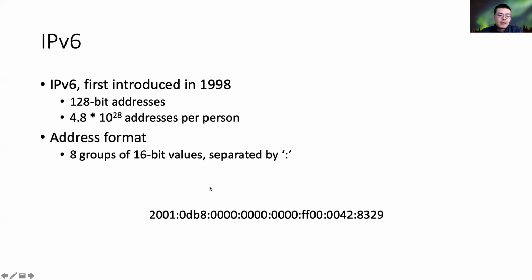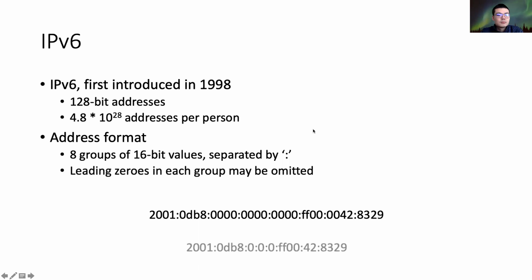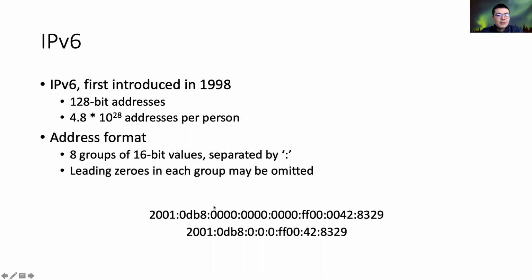And the IPv6 address is a group of 8 values. Each value has 4 hex digits, which means even though there are only 4 digits here, it's actually 16 bits. And we can ignore the leading zeros, keeping only the last zero. We can have just 42 here, right? And they are separated by colons.